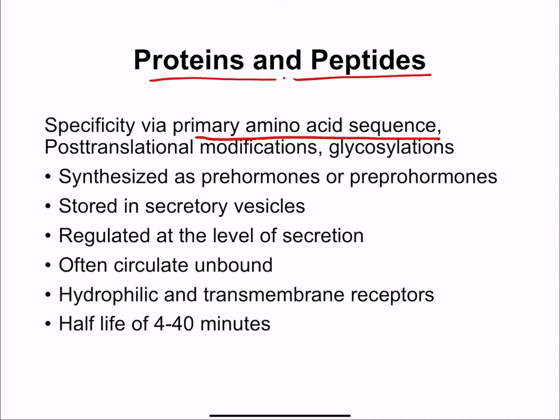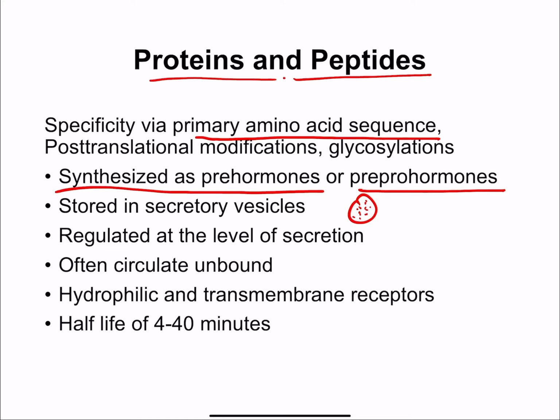Okay, and these protein hormones are made of amino acid sequences. Initially, they are synthesized as what we call pre-hormones or pre-pro hormones. Oftentimes, they're synthesized as a pre-pro hormone, and then that's cleaved into a pro hormone, and then that's cleaved into a hormone. Other characteristics of proteins and peptides include the fact that they're stored in secretory vesicles. So they're stored in vesicles, and then you have the hormone there.